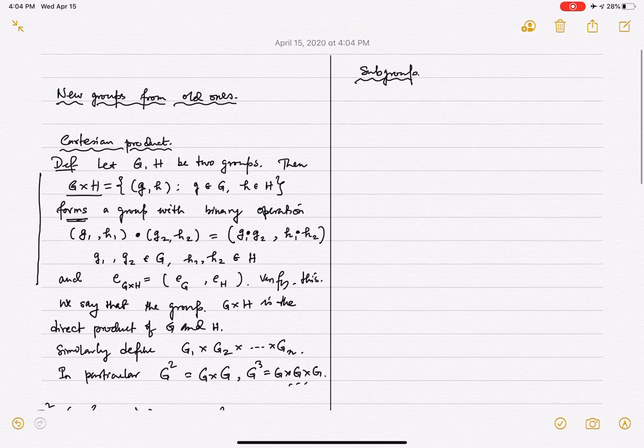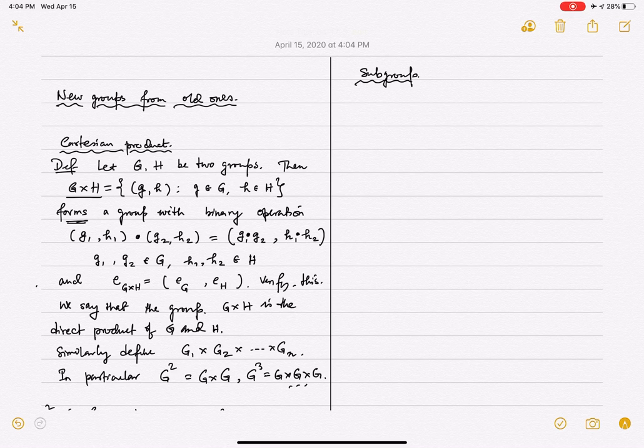Okay. Now let's talk about subgroups. And this is sort of the notion that you have seen if you have seen any algebraic structure at all. When you talk about vector spaces, you talk of subspaces. If you have looked at ring theory, if you have a ring, you have a subring. When you have a group, you have a subgroup. So here's the definition.